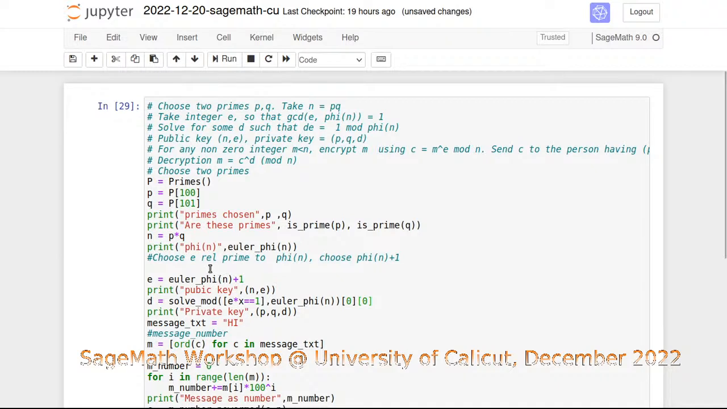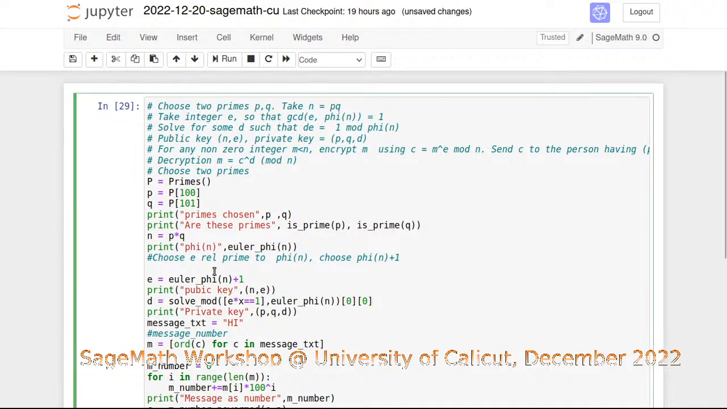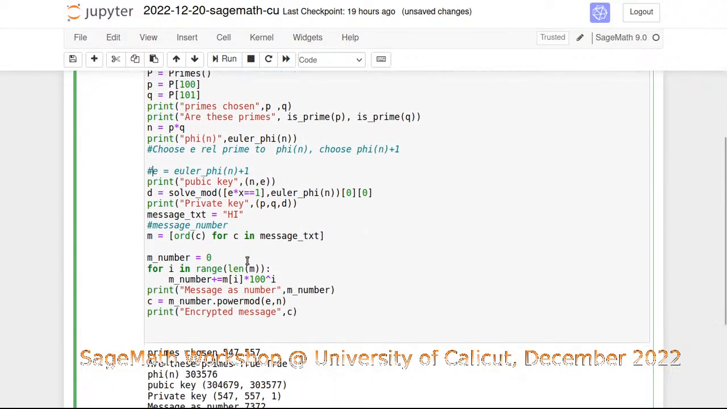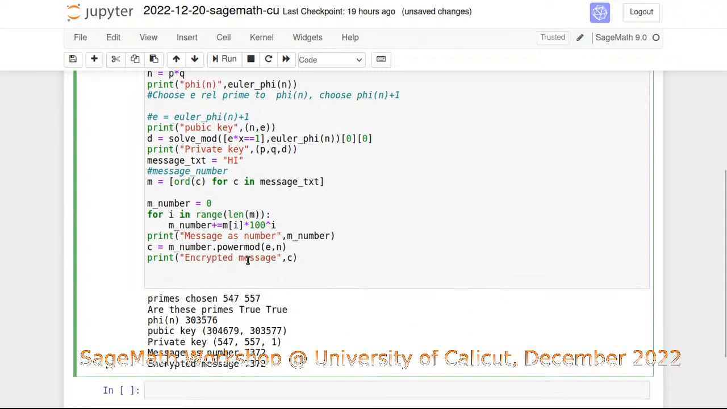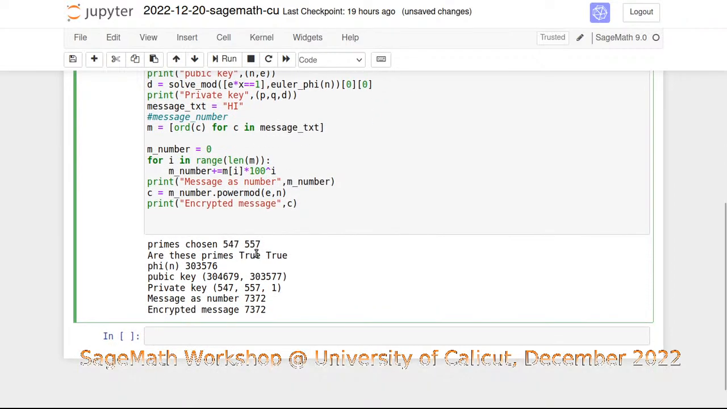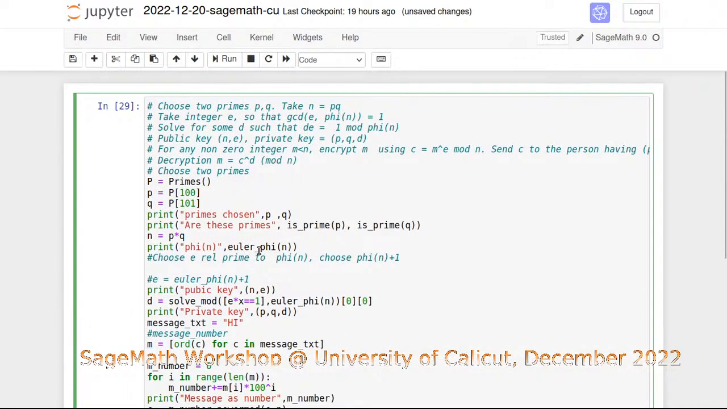Okay, but suppose instead of this, where is the construction of e? E is here. 303577. What is that? That's e, right? In the public key we have N and E. Is there any other condition on e? The only condition is that the GCD of e and phi n must be equal to 1, right? Yes. So N and E.